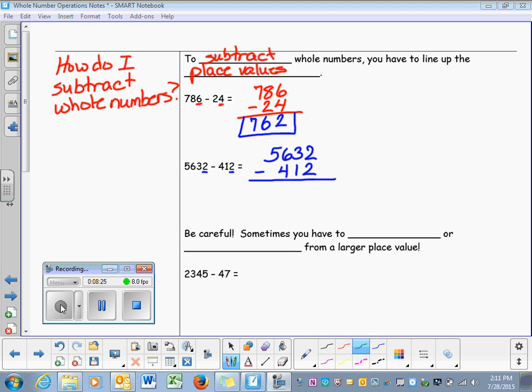So, starting on the right, 2 minus 2 is 0. 3 minus 1 is 2. 6 minus 4 is 2. And 5 minus nothing is 5.